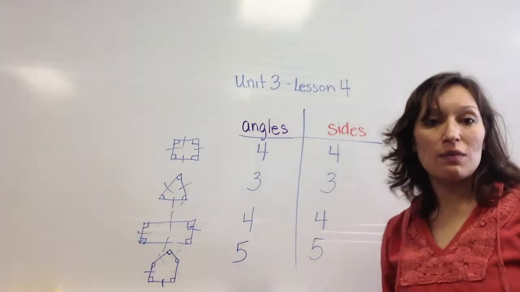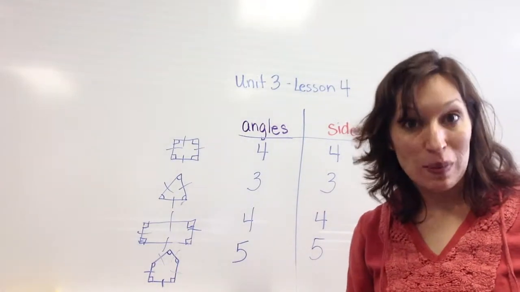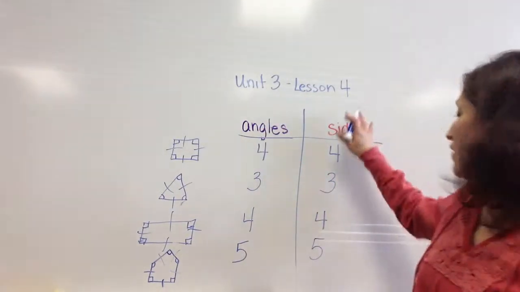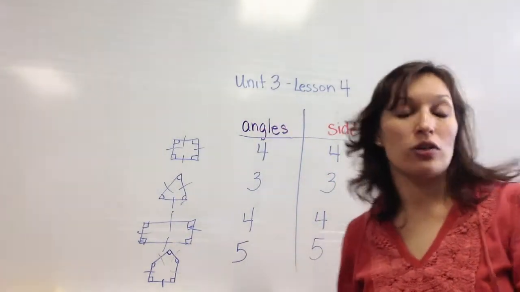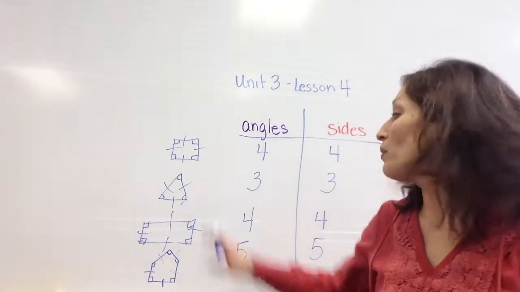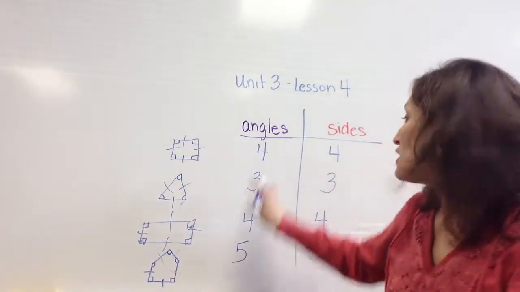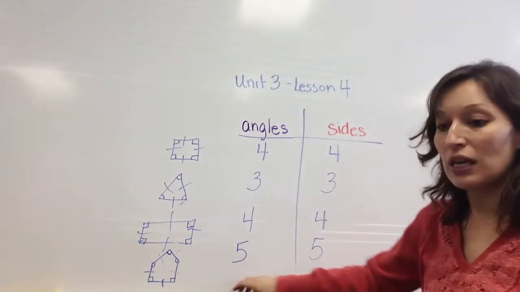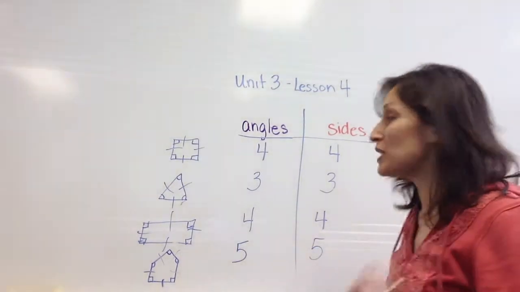Okay, I'm feeling like my theory, my pattern that I was suspecting, is true. The number of angles matches the number of sides. I used my chart to organize the information that I was getting with each shape so I could compare the two things. Okay? Very similarly, we can do this at a little bit deeper level.